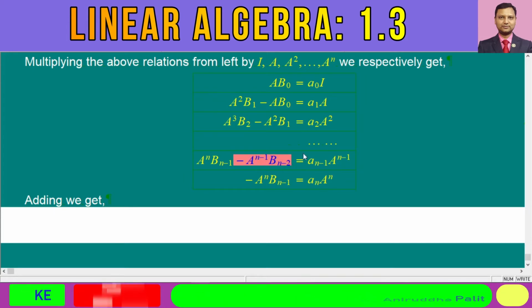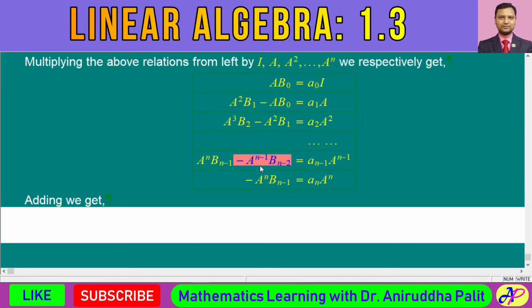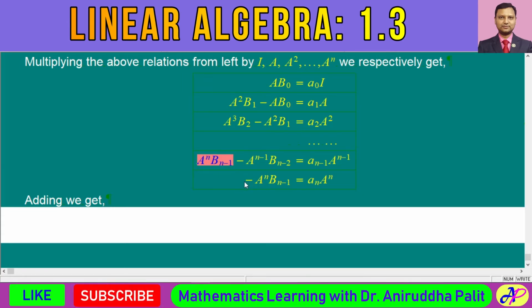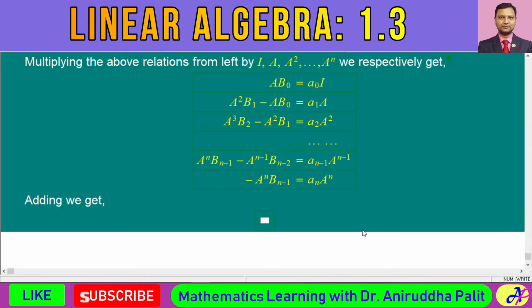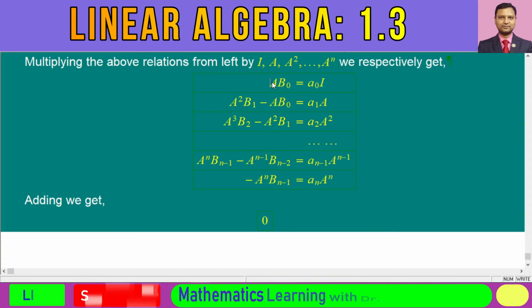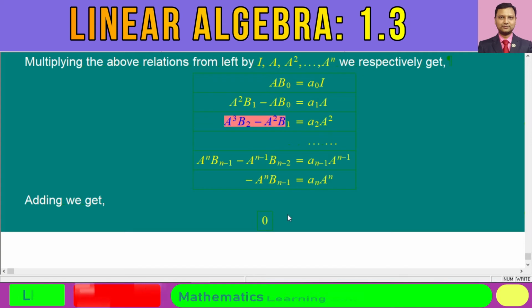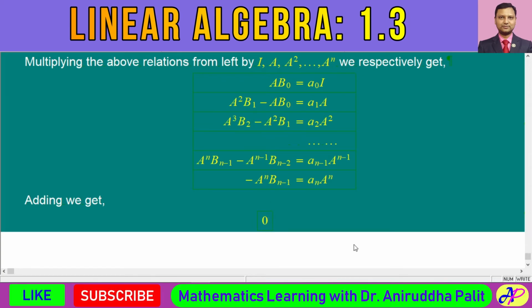This term will be cancelled with the previous term, and you see an into b to the power of n minus 1; an into bn minus 1 will cancel with this a n bn minus 1. So on the left hand side, everything will get cancelled, and we shall have the zero matrix. Remember, not any ordinary zero scalar, because these are actually matrix addition. We shall add all these matrices on the left, so we shall have the zero matrix.